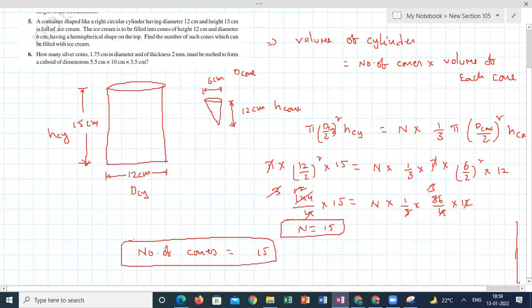Is it clear, guys, what I meant? Volume in container must be equal to how many cones you are filling. Suppose if I am filling a number of cones, each cone volume is having some ice cream. So the total volume will be equal to number of cones into volume of each cone. That's what I am doing. Is it clear? Students, I can move to the next one.